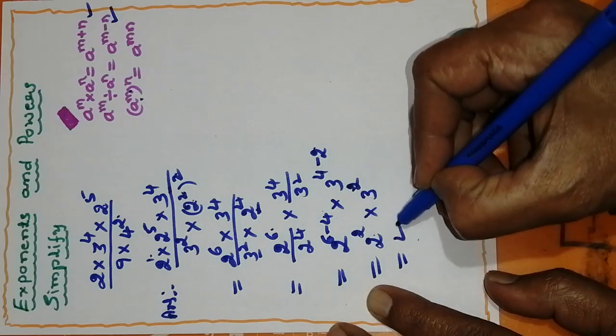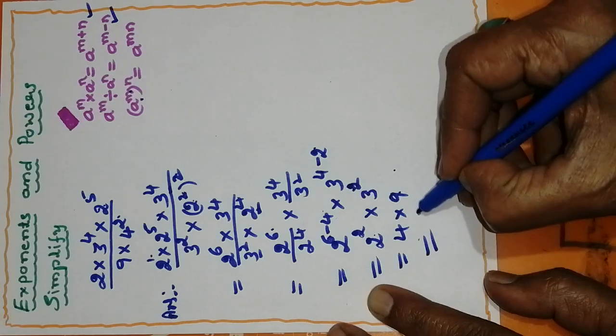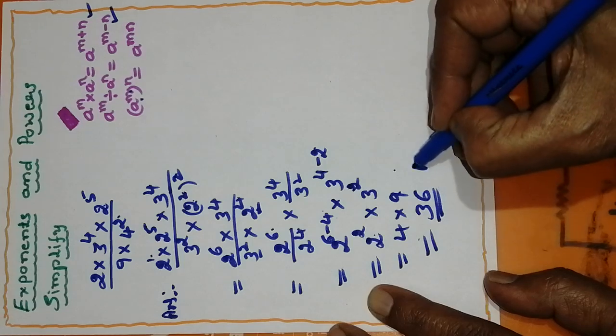2 square is 4. 3 square is 9. 9 4s are 36, that is the answer.